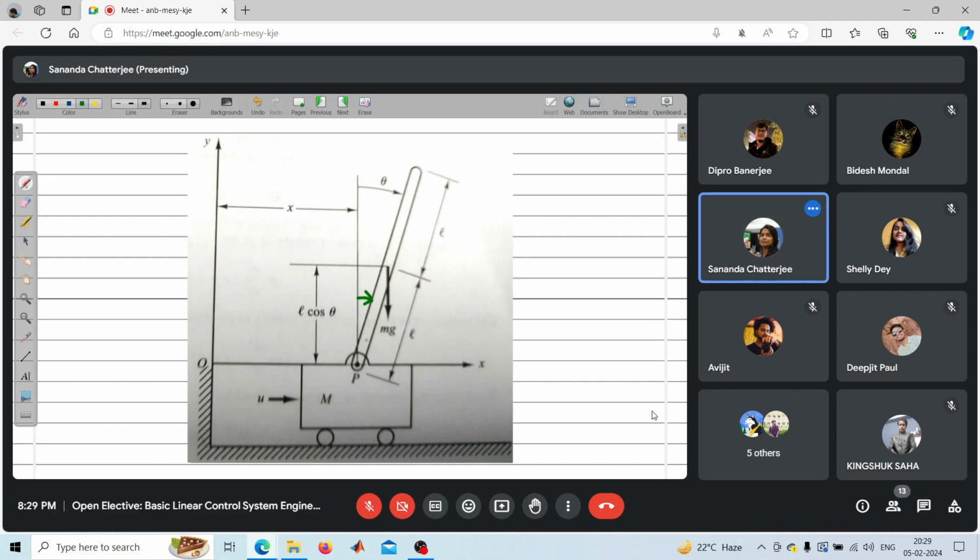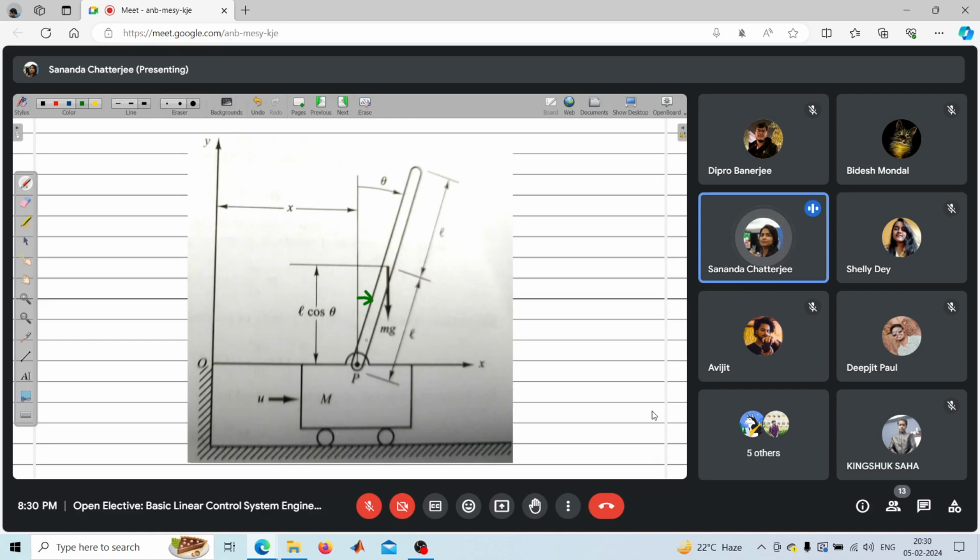So we should have the free body diagram of these two separate bodies, that is the cart with mass capital M and the pendulum with mass small m. So here we are assuming that from this point O, that is the hashed reference frame, the point P is at a distance small x. Therefore, the CG of this pendulum, what will be its location from the reference point?